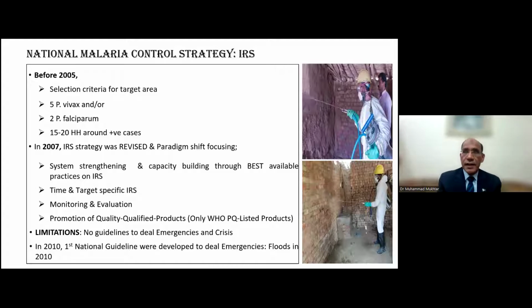If there is any emergency, just like last year, we had a huge flood, and we also had a flood in 2010. There was a huge flood in Pakistan, and then we revised our IRS strategy, which also addressed the emergency response in the country. Next, please.